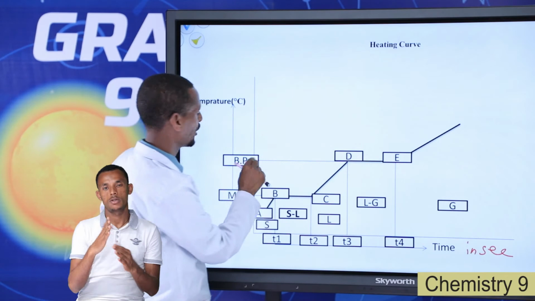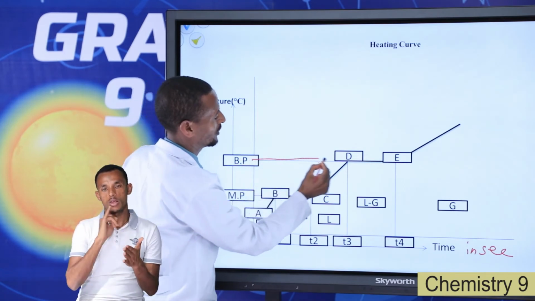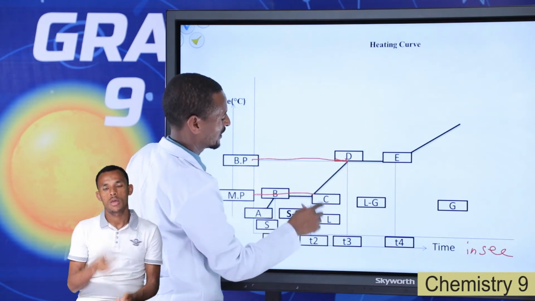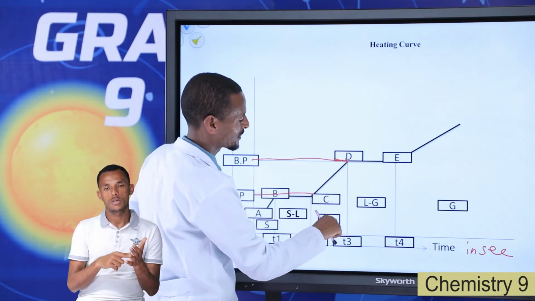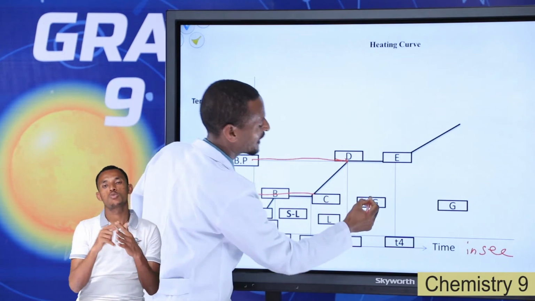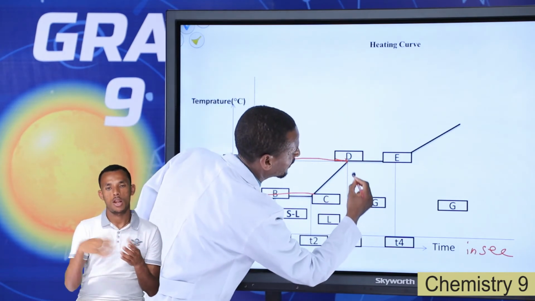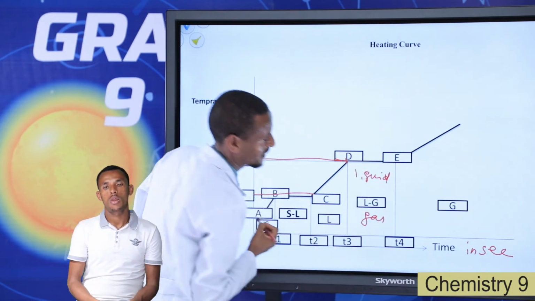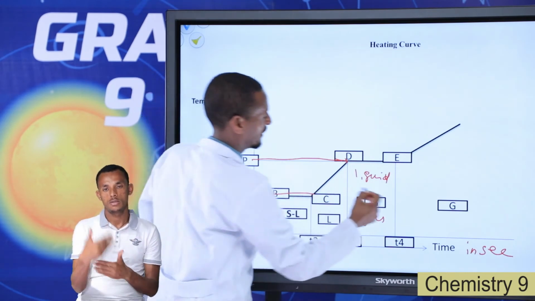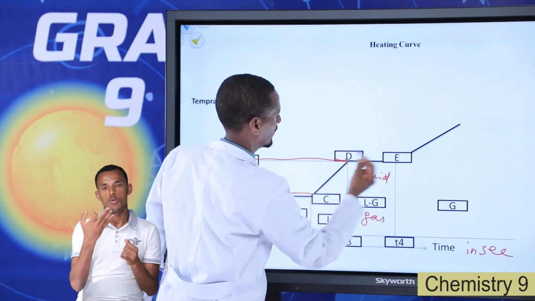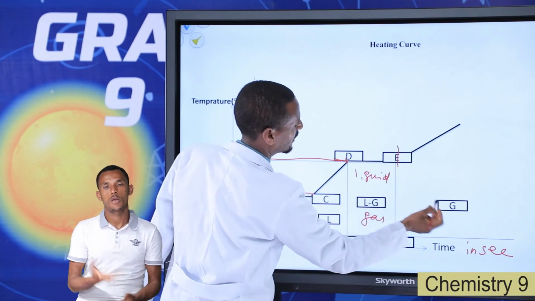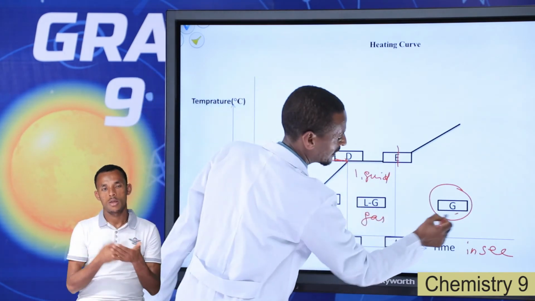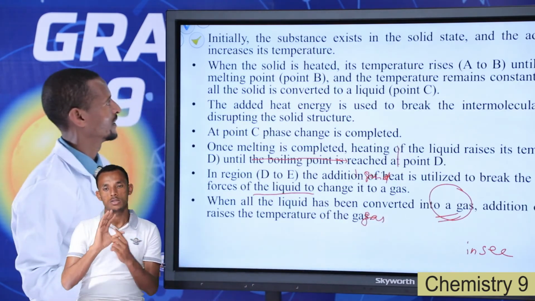Here you have the melting point, okay. Here at the boiling point, since the liquid substance begins to boil, we get liquid and gas particles. Then finally, after the end of boiling, all matter changes to the gaseous state. We can see here.